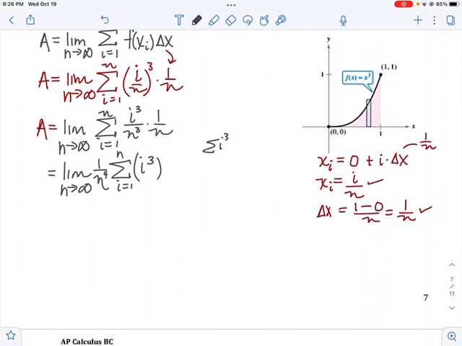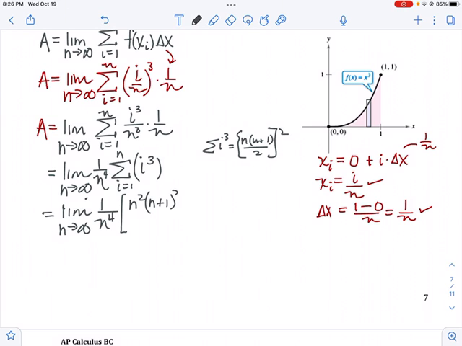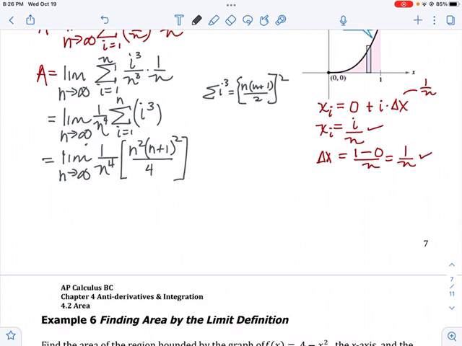So there it is. Now that I have i cubed, you have to remember that the summation of i cubed is going to be n times (n plus 1) over 2, squared. So with that, we now have the limit as n approaches infinity of 1 over n to the 4th, and I'm going to plug it in like this. I'm going to square that, so I get n squared times (n plus 1) squared over 2 squared, which is 4.